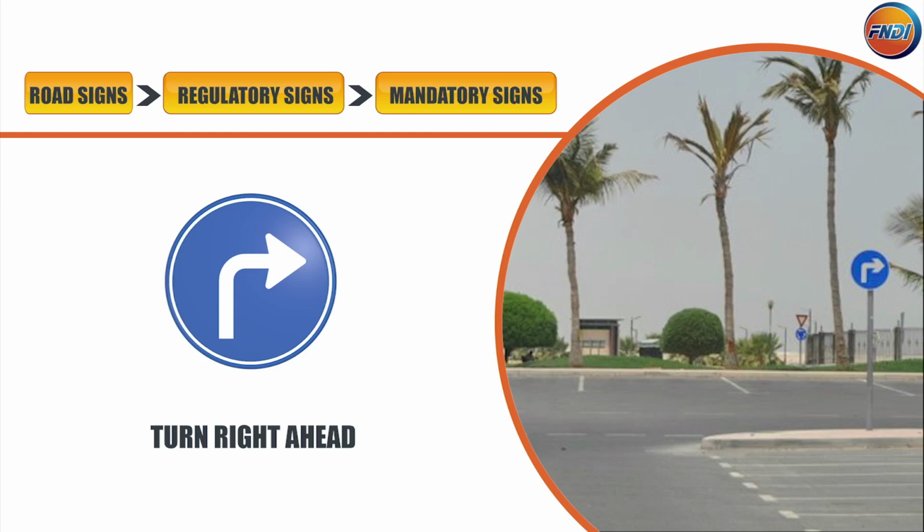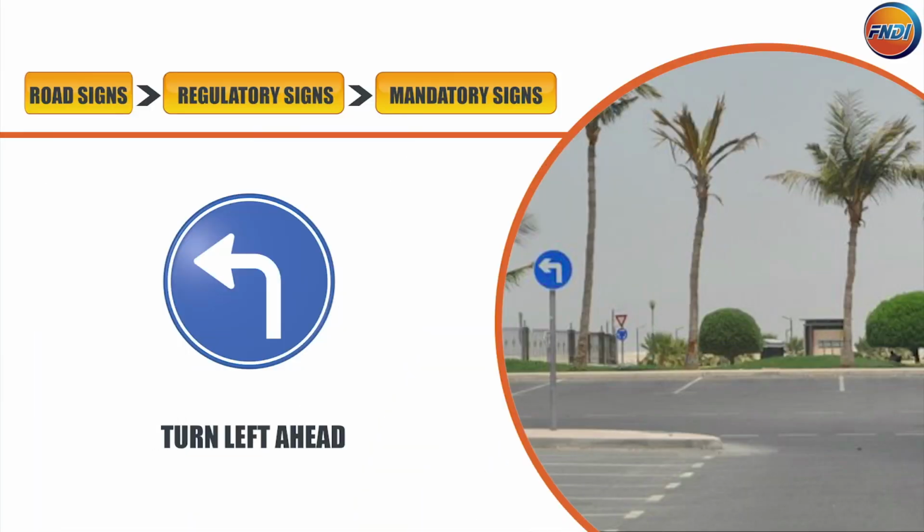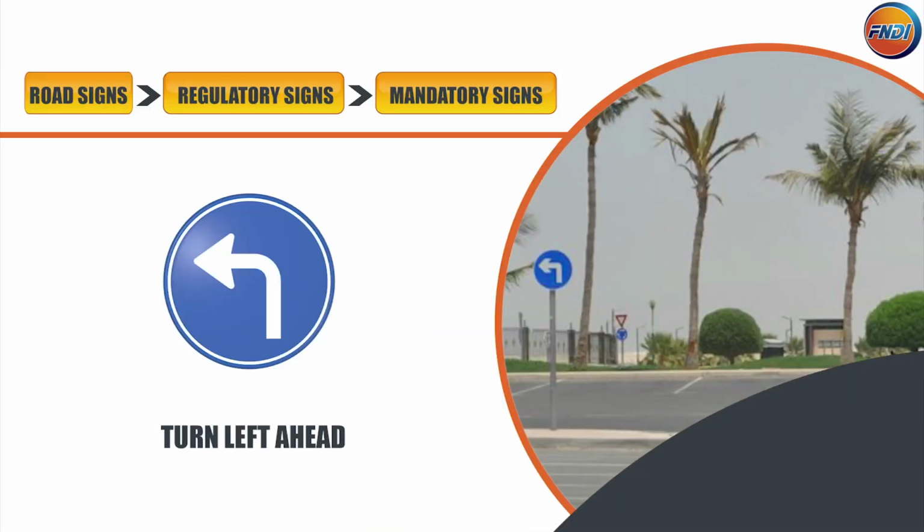It is used on minor roads which alert motorists in advance that there is a one-way road ahead. In case the arrow is reversed, pointing towards the left, you must turn left ahead.